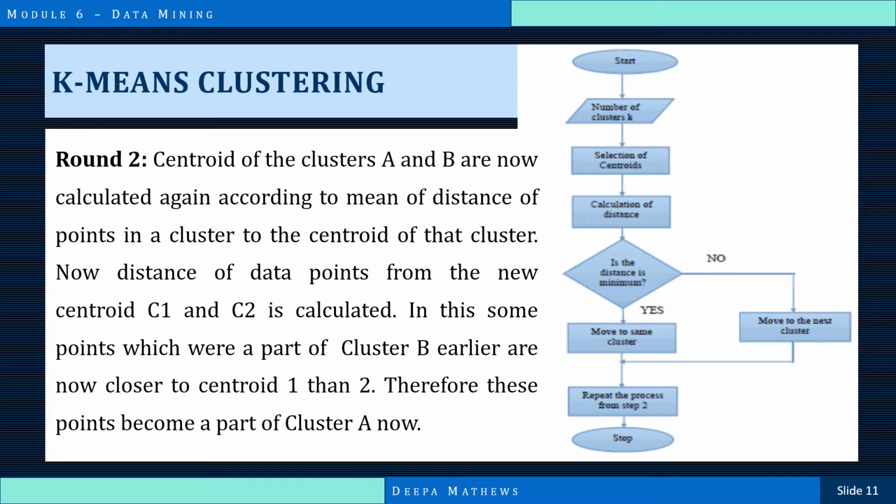In some cases, some of the points which were in cluster B may now be closer to cluster A. Such points will be moved to cluster A. This process will be repeated until there is no change in the clusters, or until a criterion function converges, until a termination condition is reached. Okay.